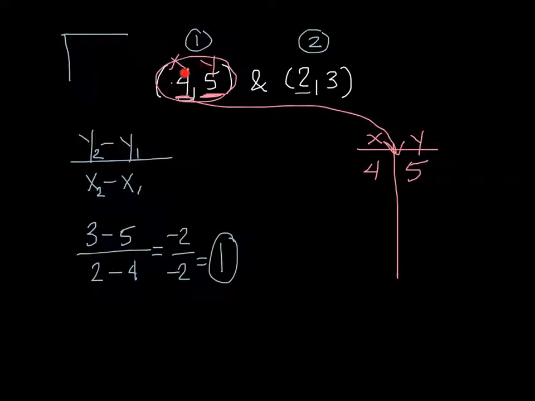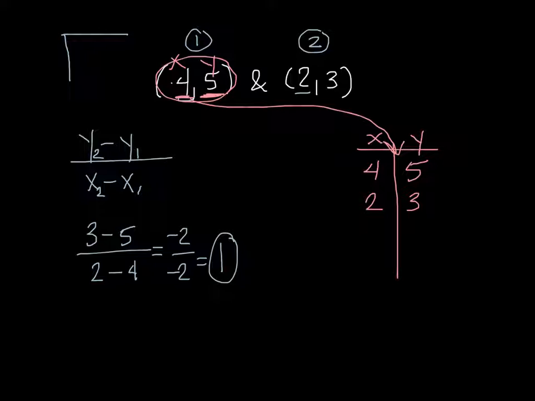It's almost as if I take this and I pick it up and I put it down right there, as is, 4 across from 5. And I do the same thing with the next point. So I'm going to take the 2 across from the 3. So again, it's as if I picked it up and I put it down exactly right there.